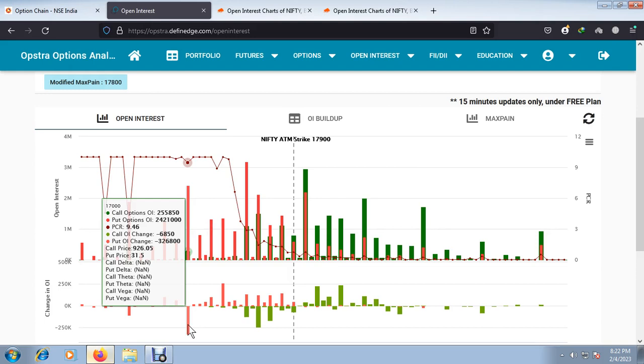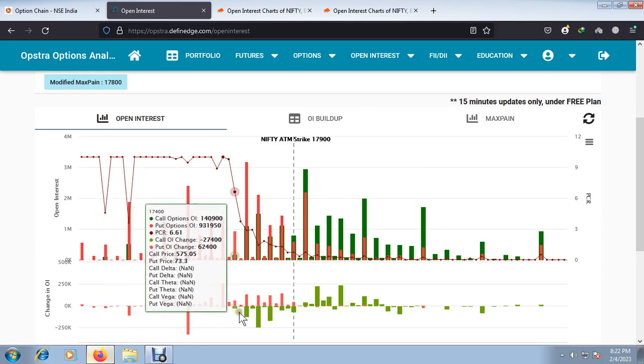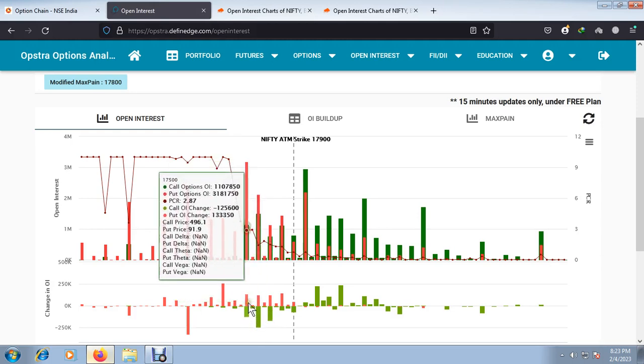Because the put writers' direction is on the positive side, it is called unwinding. And if it is going down on the negative side for the call writers, it is called short covering. So here at 17000 PE, some put writers are doing unwinding, exiting and booking some profits. But the main thing is that the green ones are going out, the call writers are going out, and the put writers are increasing here.